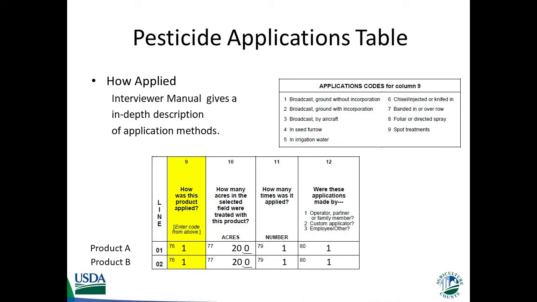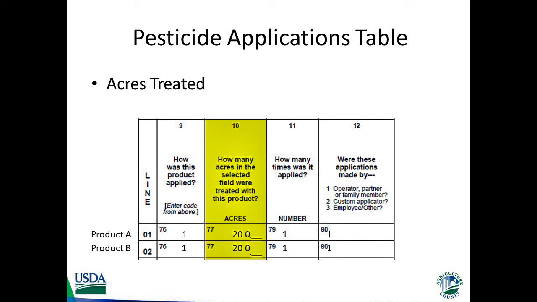In column 9, on the opposite page, we are to be entering a code to explain how the product was applied. In the interviewer's manual, there are in-depth descriptions of the different application methods. Don't forget that for tank mixes, there should be consistency with all of these values. For example, if we were to say that product A was broadcast without incorporation and product B was a foliar or directed spray, then we would have an error when the data were brought into the computer system.